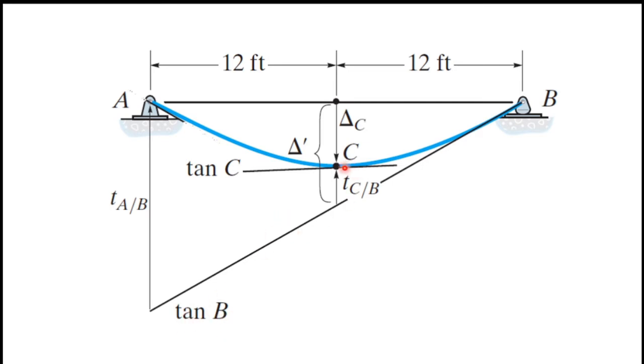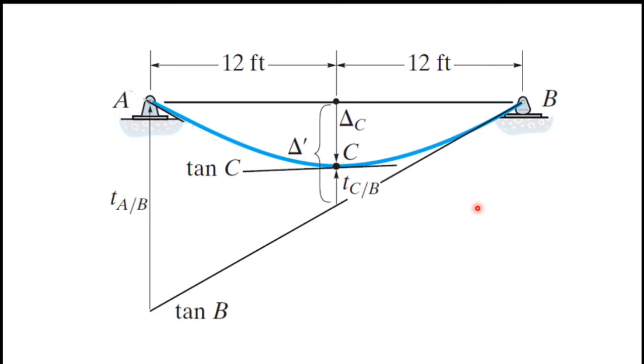Then at point C I will draw a tangent line. This is the tangent line at C, and I marked it as tan C. Please keep in mind this tangent C is not a horizontal line because this beam is not a symmetrical beam, right? Therefore we can't say this is a horizontal line. So please keep that in mind.